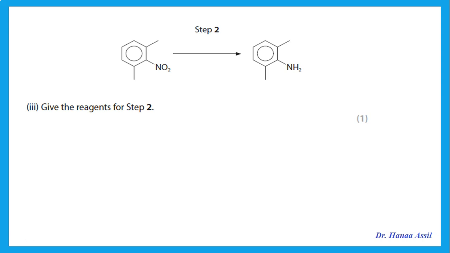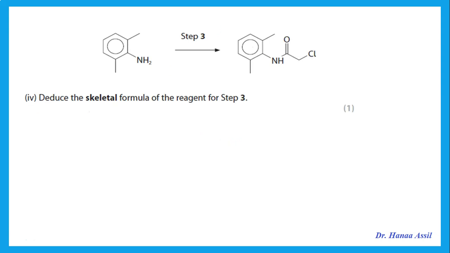Give the reagents for step 2. What is happening in step 2? The nitro is being changed into an amino. How do we do that? We react it with tin in concentrated HCl. That would change the nitro into an amino.